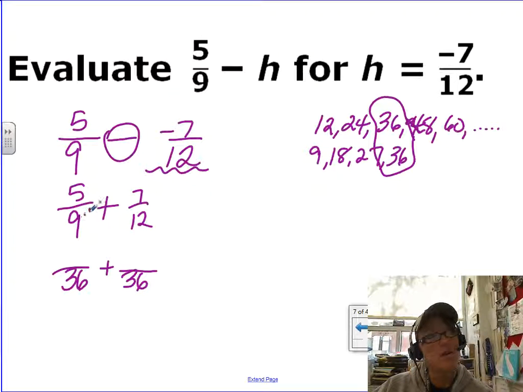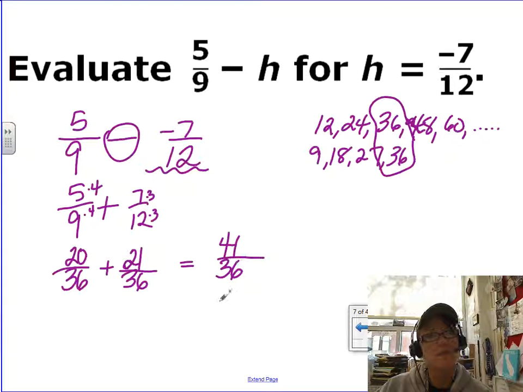All right, let's convert these guys. 20/36ths is the equivalent of 5/9. 7/12 becomes 21/36ths. Okay, you have a common denominator. Now simply add the numerators. So we get 41/36ths.